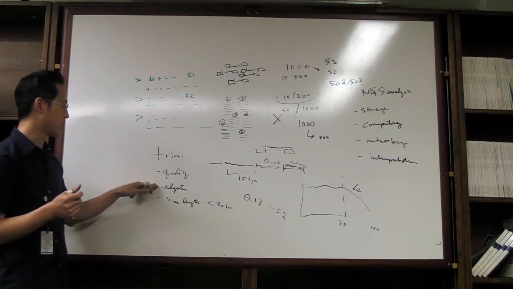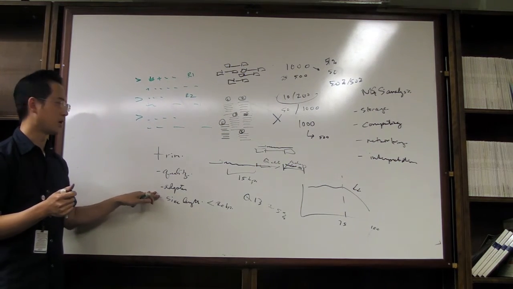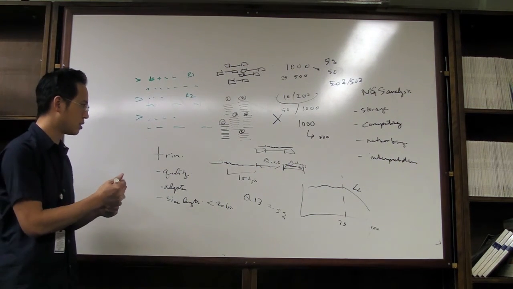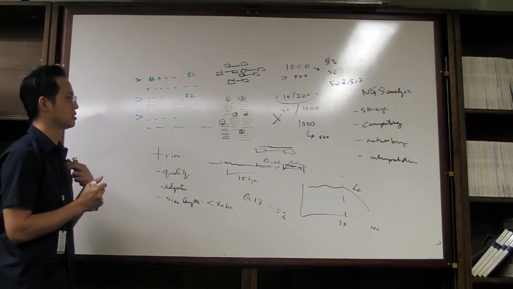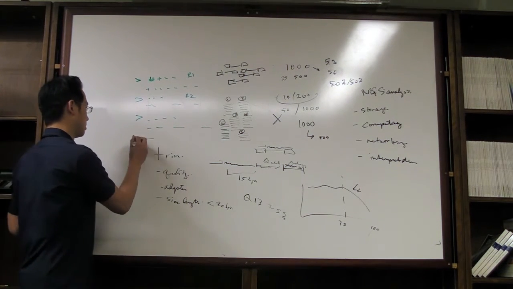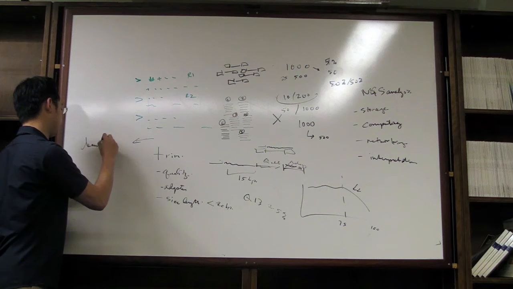So these are some of the standard ways of doing trimming. And I think up front of this, I forgot to mention that you need to do demultiplexing.